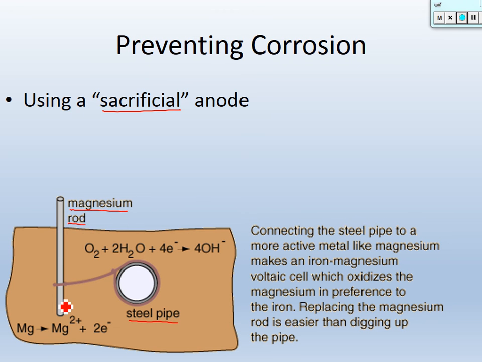If you hammered this magnesium rod into the ground and then connected a wire to this steel pipe, you're making an electrochemical cell where now magnesium is oxidized because it's lower on that table than iron. And so it's going to oxidize this magnesium rod. But what's easier, digging this steel pipe out of the ground and replacing it, or pulling this magnesium rod out and replacing it? Yeah, this is way easier. And so sometimes you'll see that sacrificial anode used as a way to protect metal.